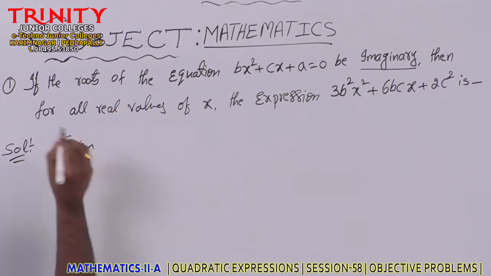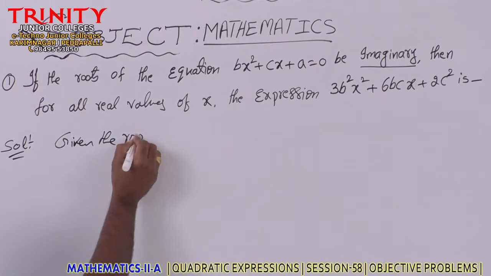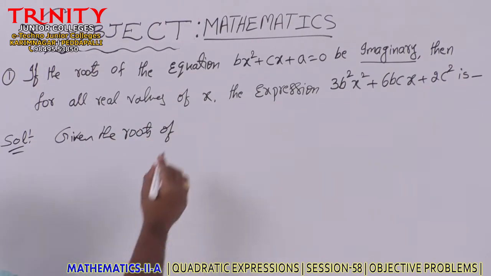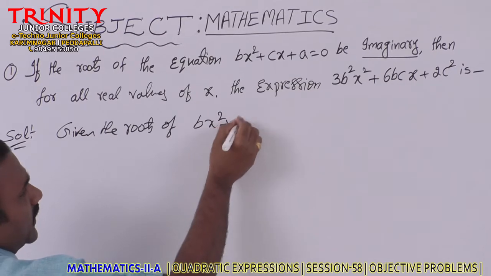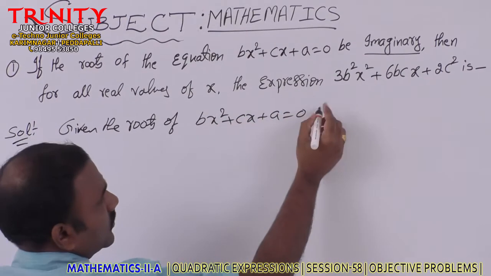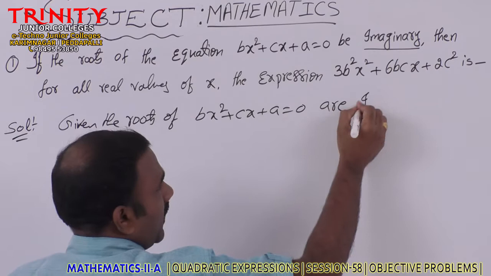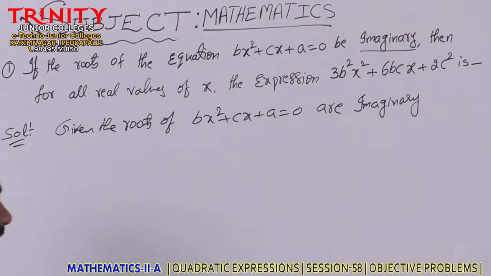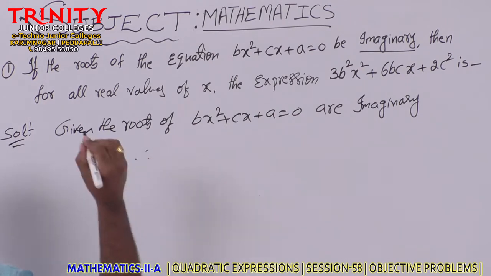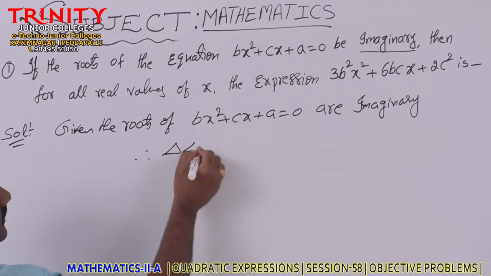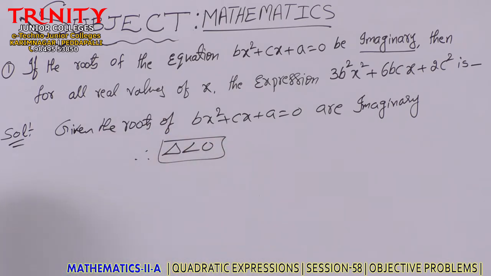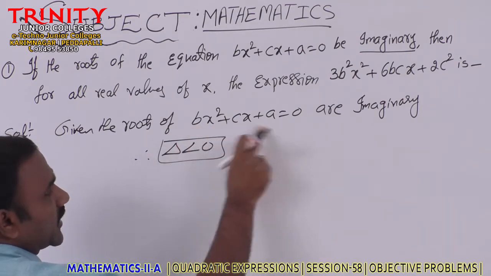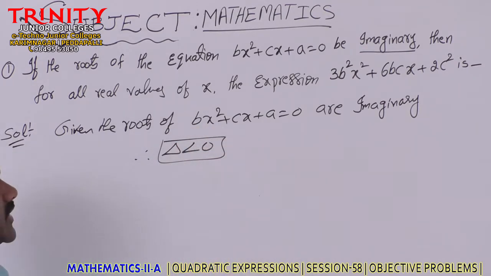Given the roots of bx square plus cx plus a equal to 0 are imaginary. If the roots of the quadratic equation are imaginary, then we have the condition discriminant less than 0. Therefore, for this quadratic equation, the discriminant b square minus 4ac is less than 0.